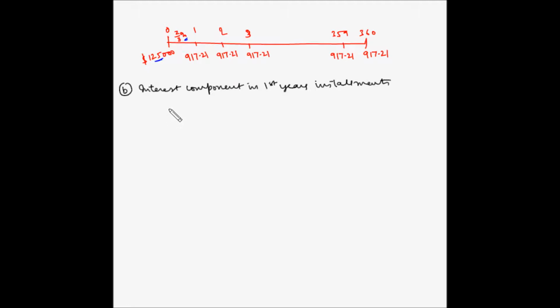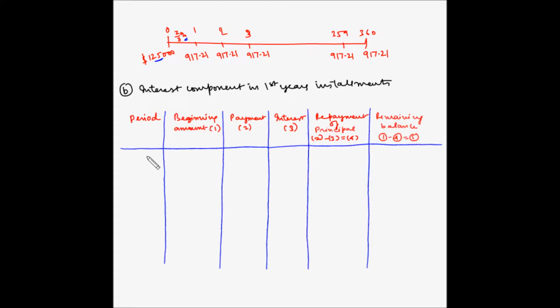So basically, we'll have to prepare the loan amortization schedule for the first year. So this is the loan amortization table. We have period, which will be 1, 2, 3, 4 till 12 for the first year. Beginning amount, so beginning amount at the beginning of the period. Payment made during the period, which is nothing but our installments. Interest component, principal component, and the remaining balance. So how much is the remaining principal? So this is 1 minus 4, which is 5.